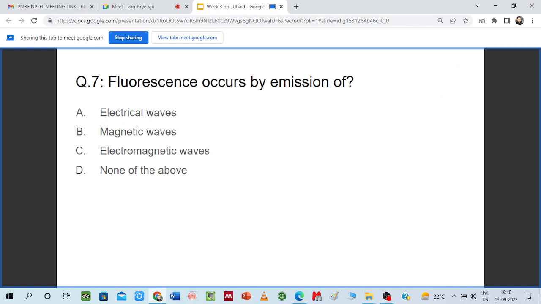Now we will move to the next question. Fluorescence occurs by emission of electrical waves, magnetic waves, electromagnetic waves, or none of them.